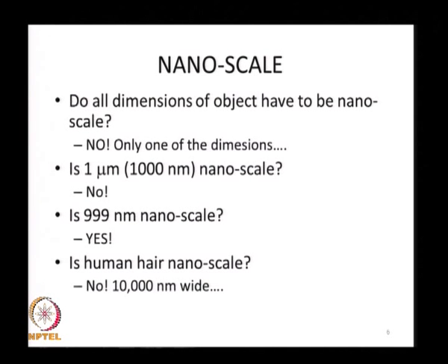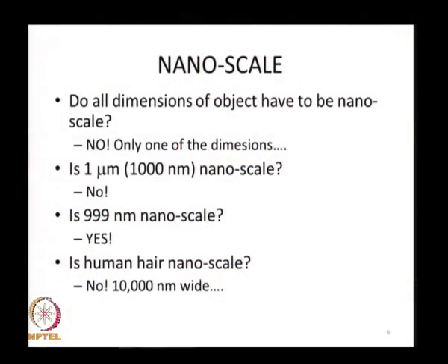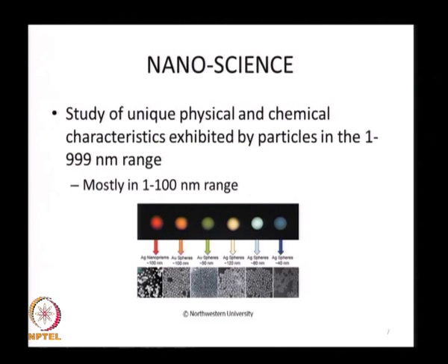Conventionally, no. But is 999 nanometers considered nanoscale? According to convention, yes. So, it is not a very clear definition. I mean, why would you call 999 nanometers nanoscale and then 1 nanometer more as micron scale? It is just traditionally that is how particle sizes have been referred to. And again, is human hair nanoscale? No, because it is actually very, very long compared to the nano dimensions. So, what is nanoscience?